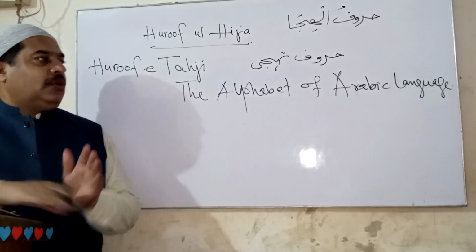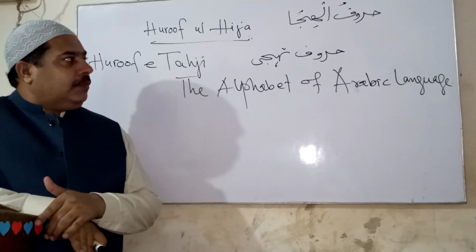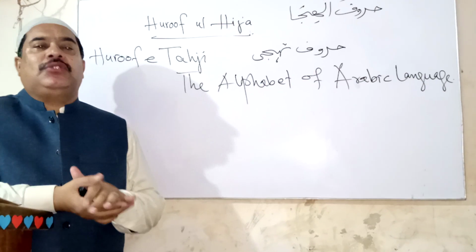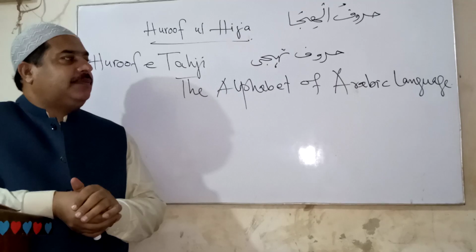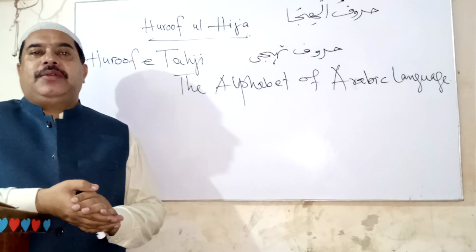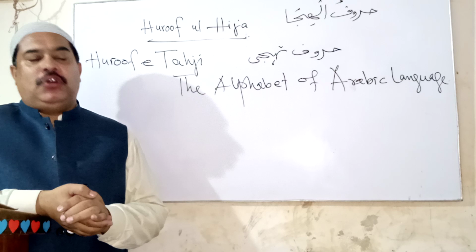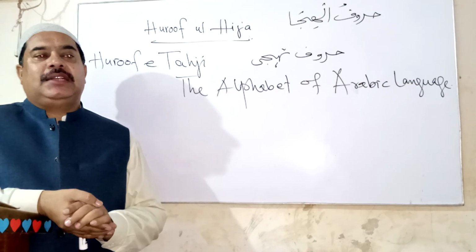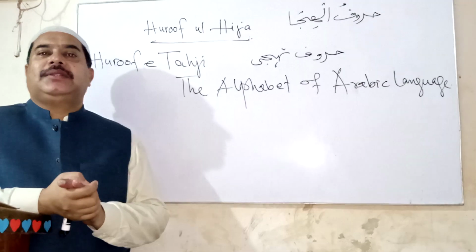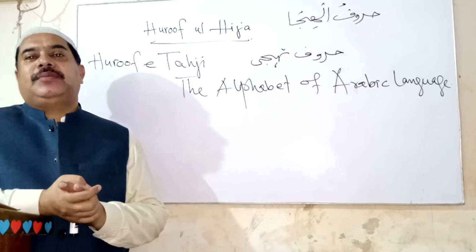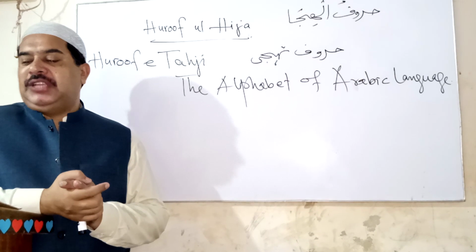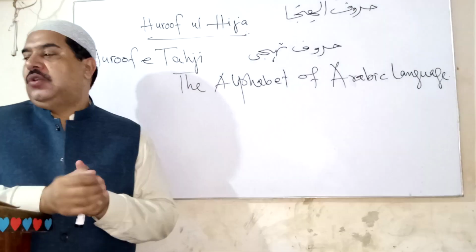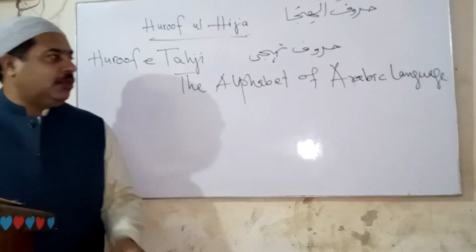So Huroof-ul-Hija are the letters, the alphabet from which kalma, verse, mawzu are made, and then kalmat, sentences. Then the language means whatever we convey the message to others, in the language. That is the base of this Huroof-ul-Hija.